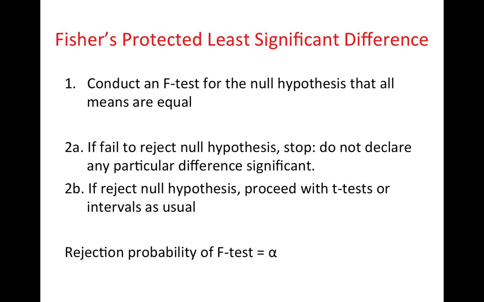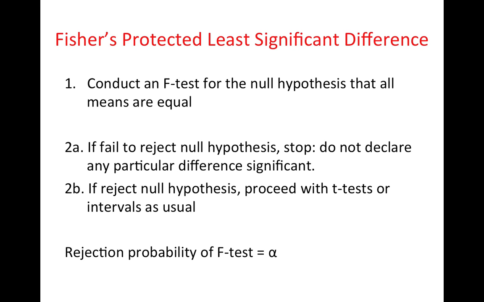How does this help? Well, you're protecting yourself from searching around for a paired comparison that appears significant by starting out with this one test that says, I won't even proceed unless it seems like at least one of these groups is different from all the others. And this helps us in terms of the family-wise error rate.